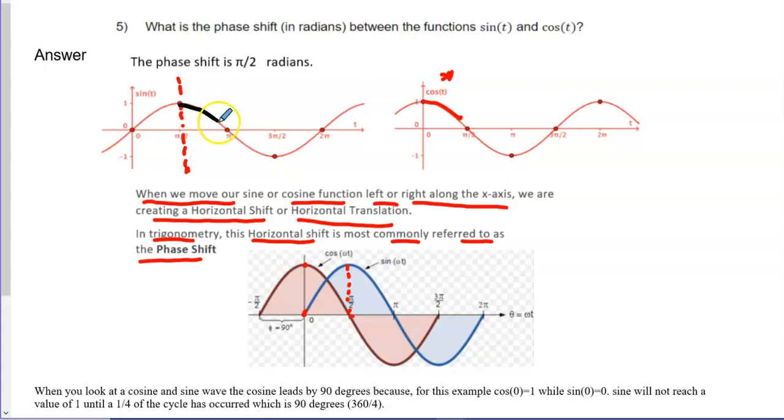And you can see that the cosine function is leading the sine function by pi on 2, a shift of pi on 2 to the right. We can also say that the sine is lagging by pi on 2.